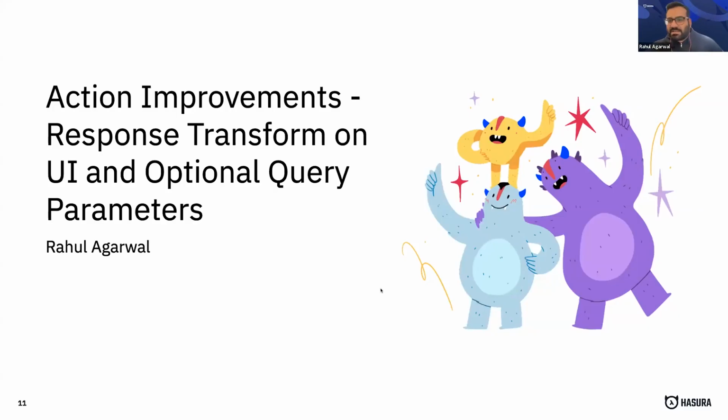Next, I'm going to talk about action improvements. There are many improvements coming in the next year. These are just the start. The two things I will mention today are optional query parameters and response transform on the UI.